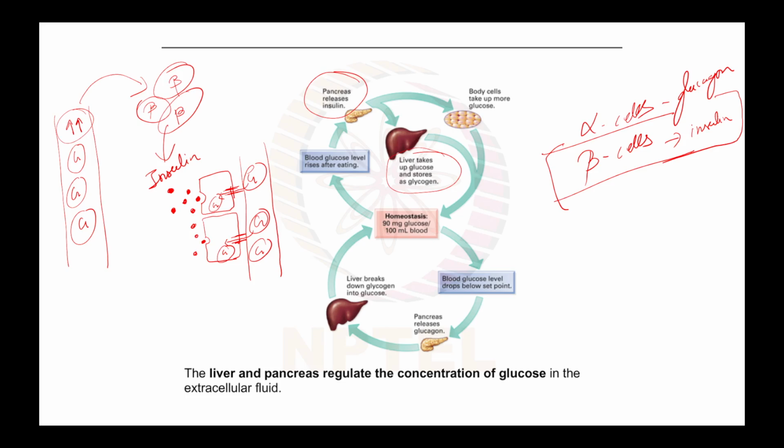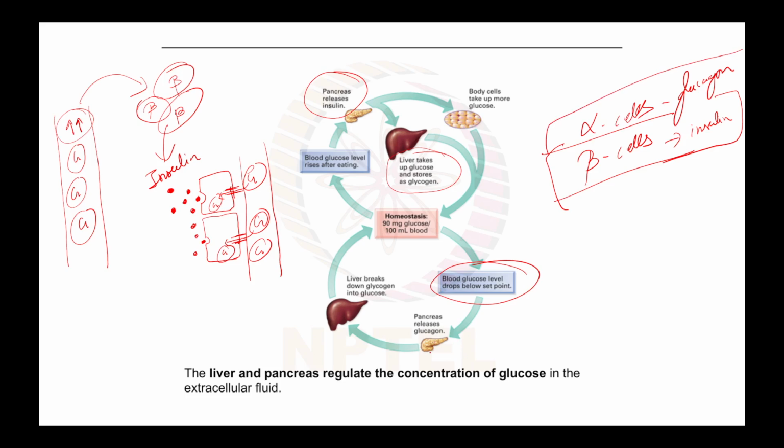Okay, then if there is a drop in the blood glucose level below a set point, the pancreas releases the glucagon from the alpha cells.